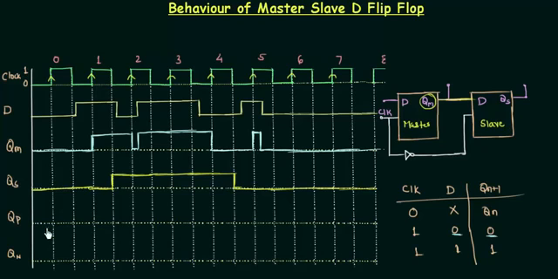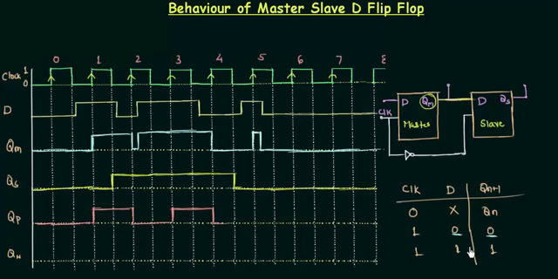I will change the color. Now you can see QP is low, and for this rising edge again D is low, so it will remain low for the next rising edge. And for this rising edge D is high, so QP will go high till the next rising edge. And for this rising edge D is low, so it will become low and remains low for the next one. And for this rising edge D is high, so it will go high and remains high. And again for this rising edge D is low, so it will go low.